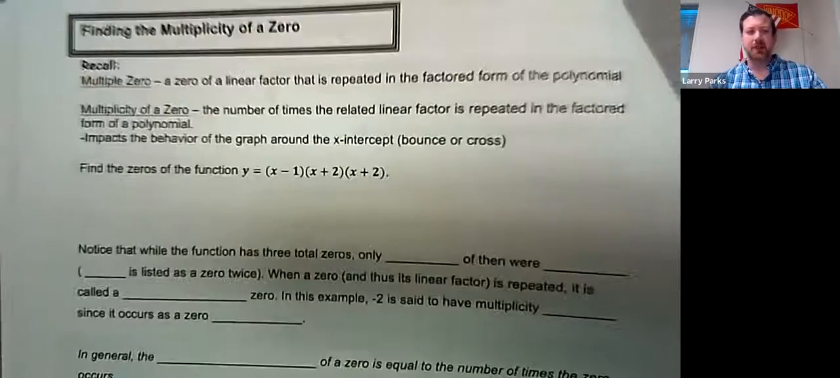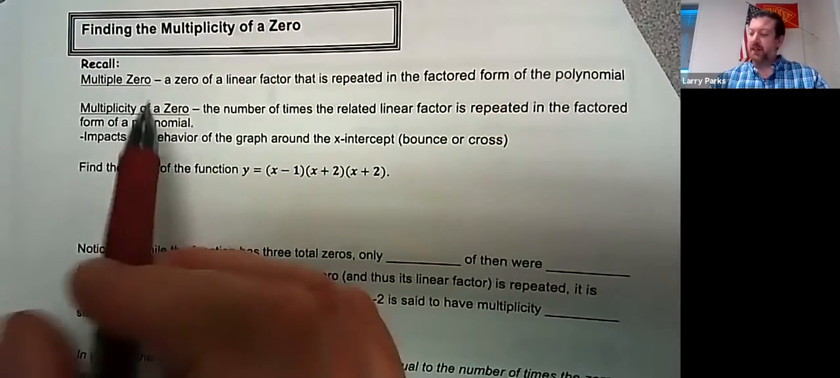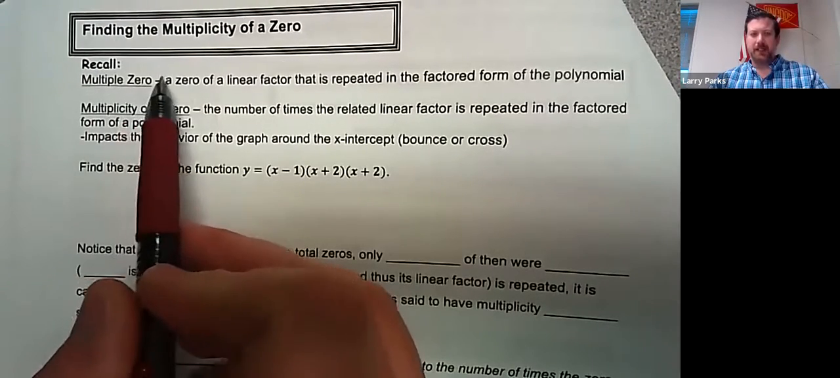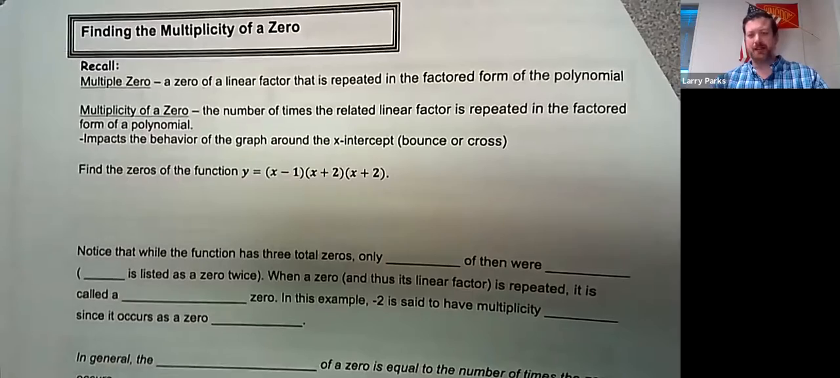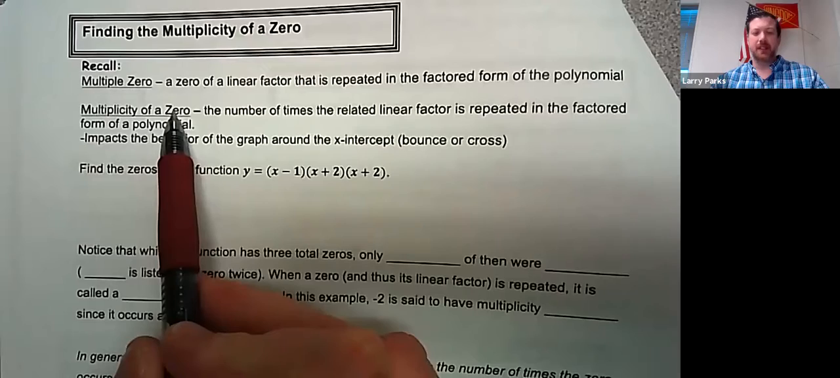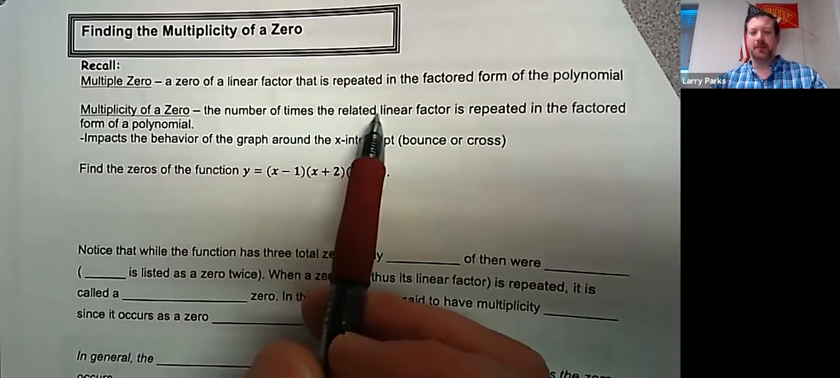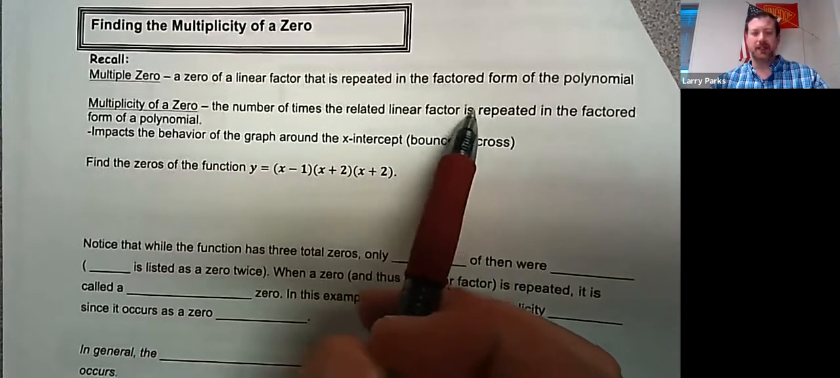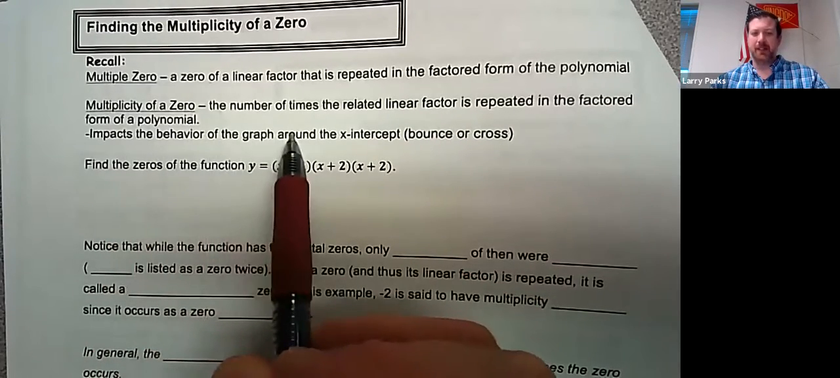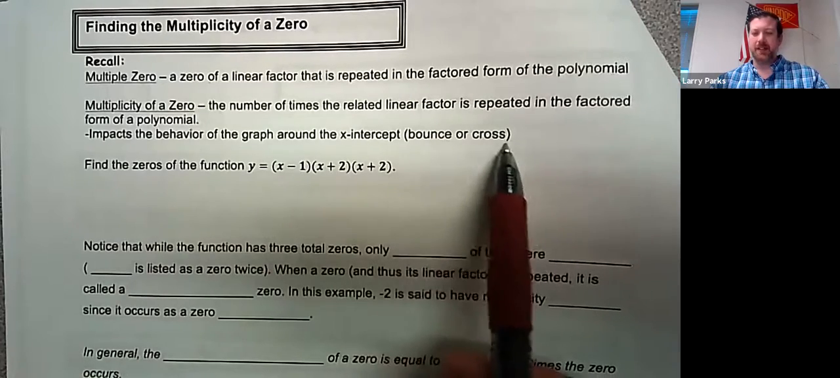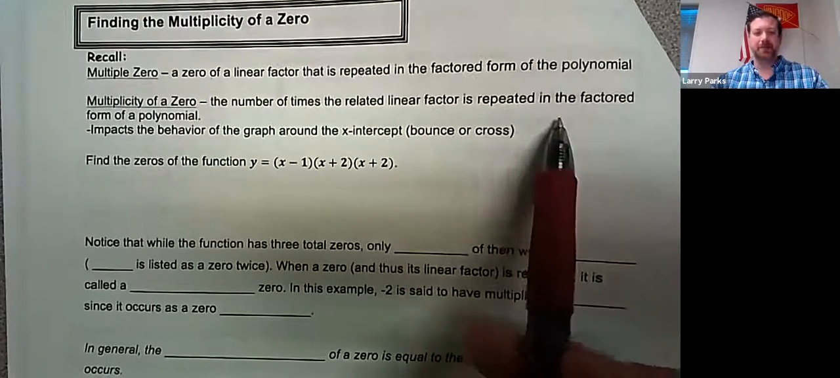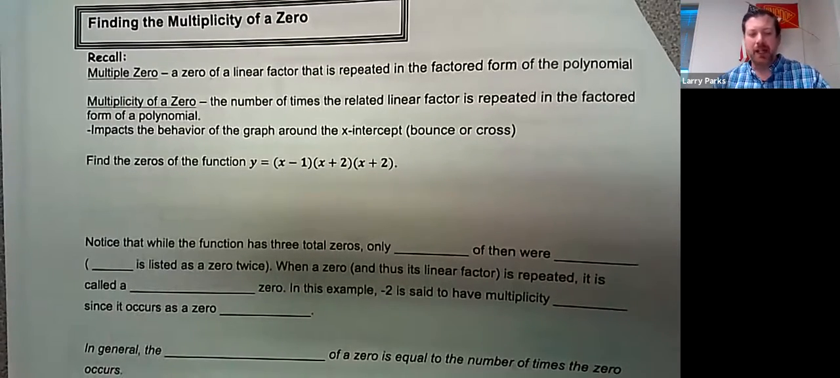So how do you find the multiplicity? The word multiple zero means a zero that is repeated. Okay, so we get the word multiplicity of a zero, and all that is the number of times the linear factor is repeated. And what it does on the graph is it impacts the behavior. It determines if it's going to cross the x-axis or if it's going to bounce and go back up. So here's an example. Find the zeros.